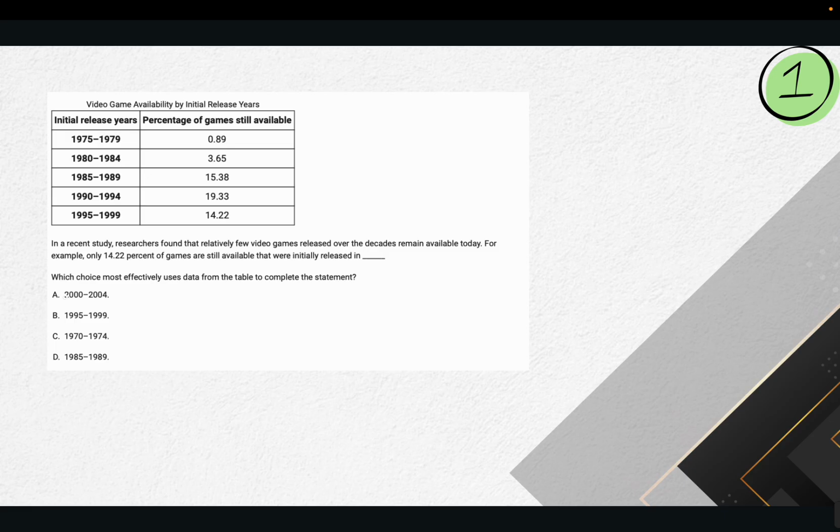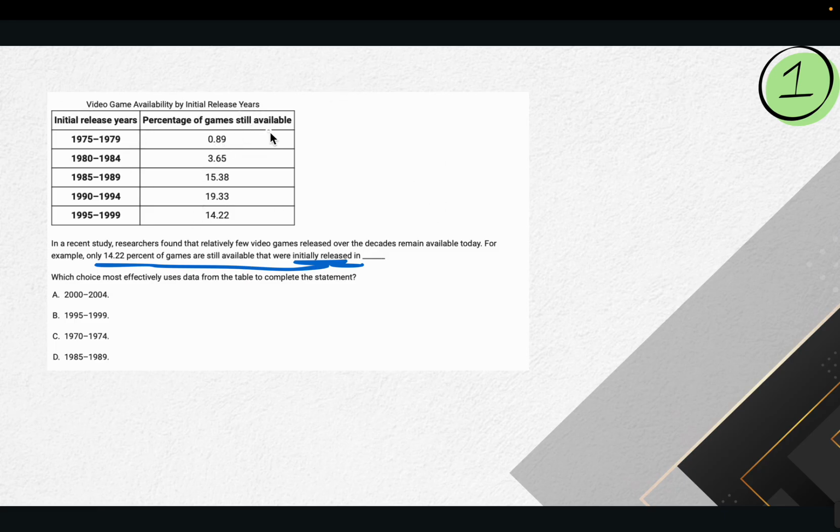Okay, guys, so this question I'm gonna be solving it by myself, and if you guys also want to test it out, you guys can pause the video. So first of all, let's continue. The last sentence, I'm gonna be trying to solve it right now. For example, only 14.22% of games are still available that were initially released in.